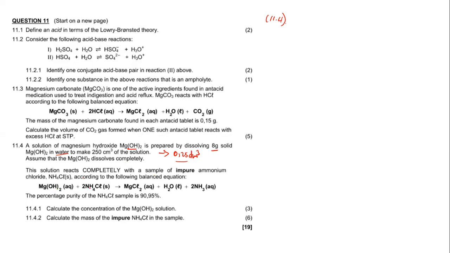So when this reacts with this, there will be products that will be formed. The percentage purity of the ammonium chloride sample is 99.95%. This is a very high percentage. So that means we didn't lose much as chemical engineers.